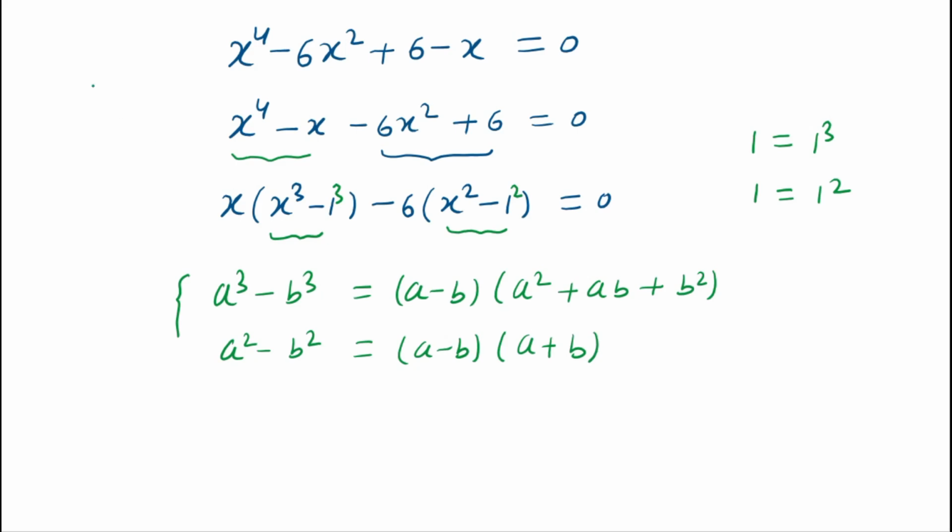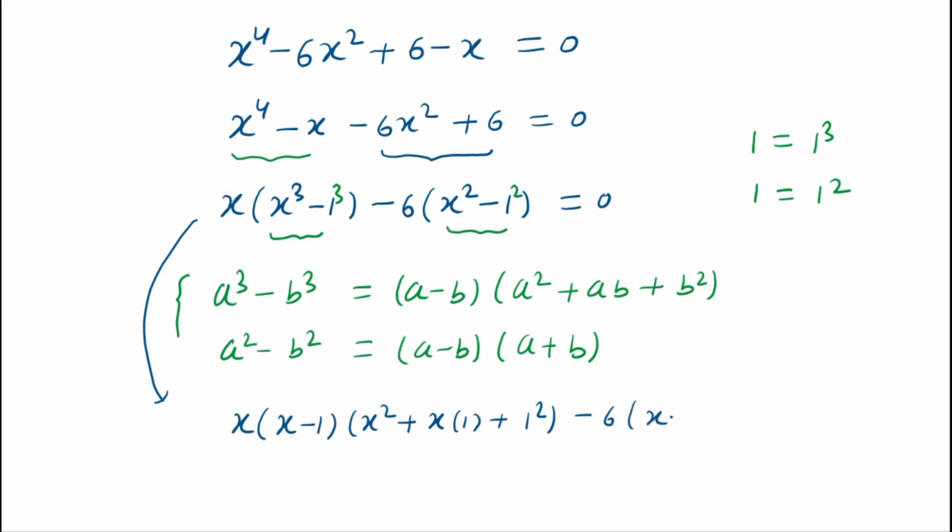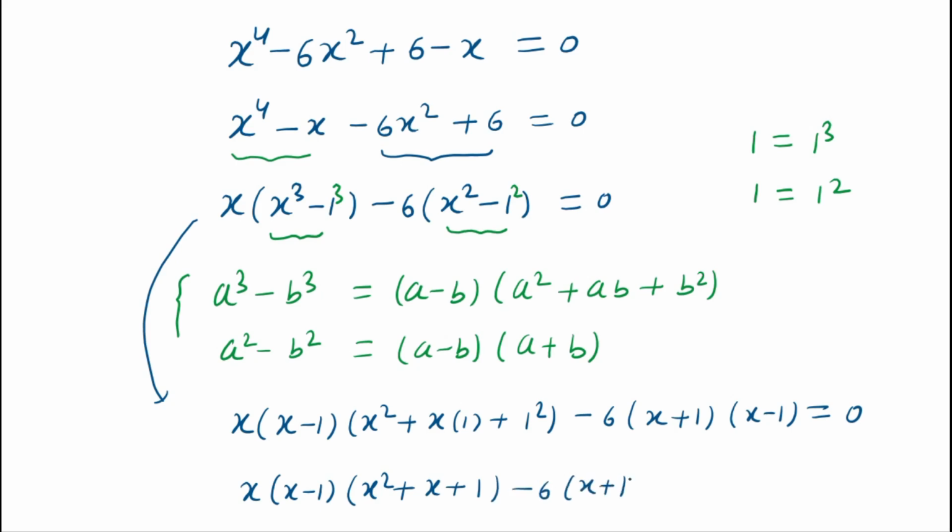Then the left hand side, x times (x³ − 1³), is the same as x times (x − 1)(x² + x·1 + 1²), minus 6 times (x² − 1²), which is the same as (x + 1)(x − 1), and this is equal to 0. So x times (x − 1), here x² + x times 1 is x + 1² is 1, minus 6 times (x + 1)(x − 1), and this is equal to 0.